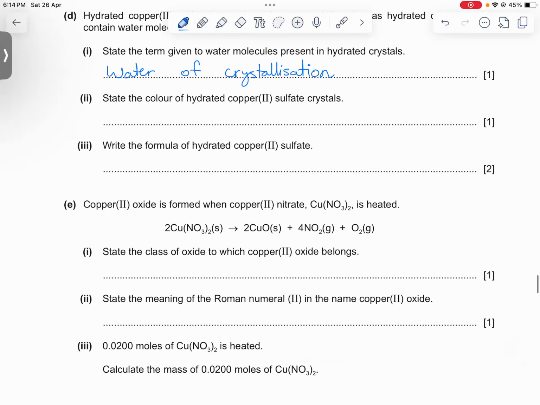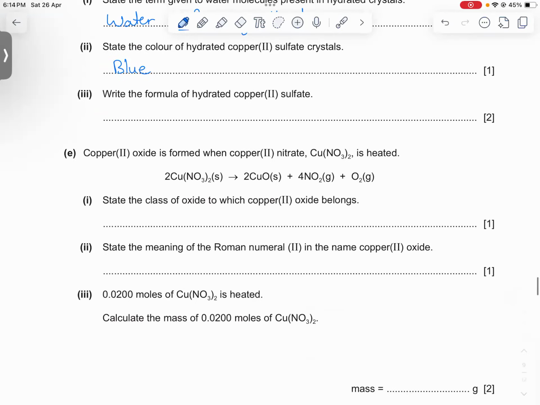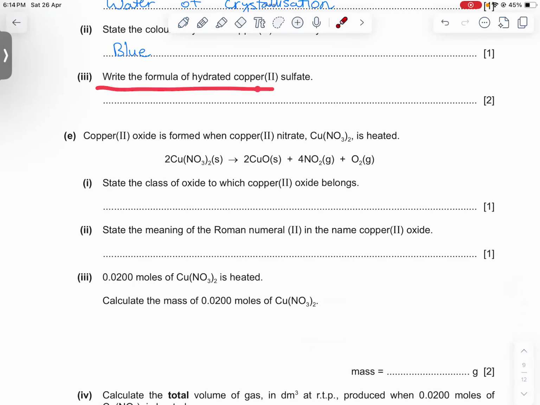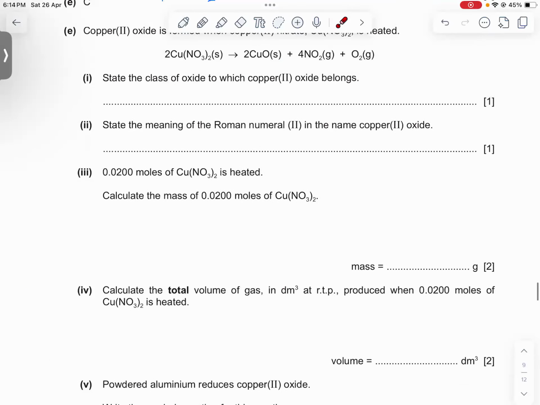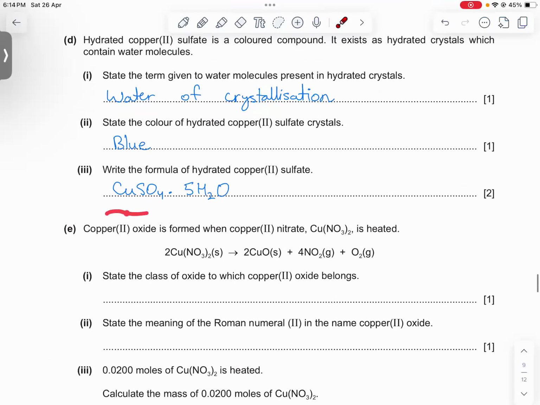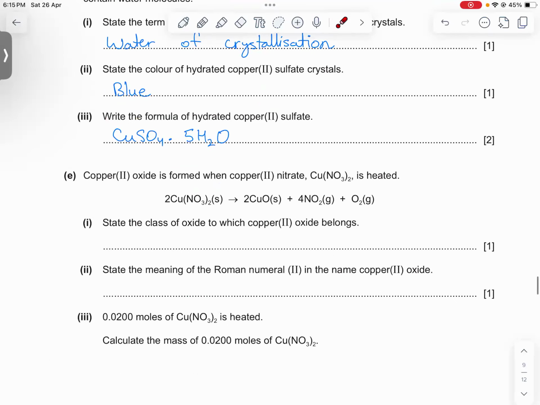Next question. State the color of hydrated copper 2 sulfate crystals. It is blue. How do we know that? This is also a test. You have to remember it. Next, write the formula of hydrated copper 2 sulfate. CuSO4·5H2O. It seems that in 2024, in February, March, they asked you this formula, and then they also asked you this formula in October, November.